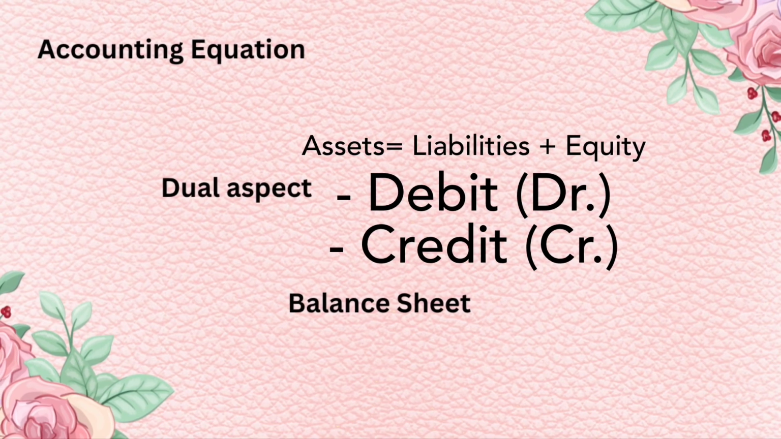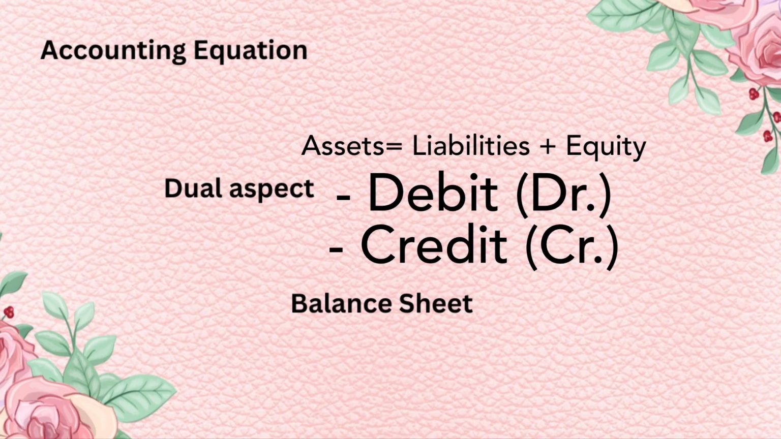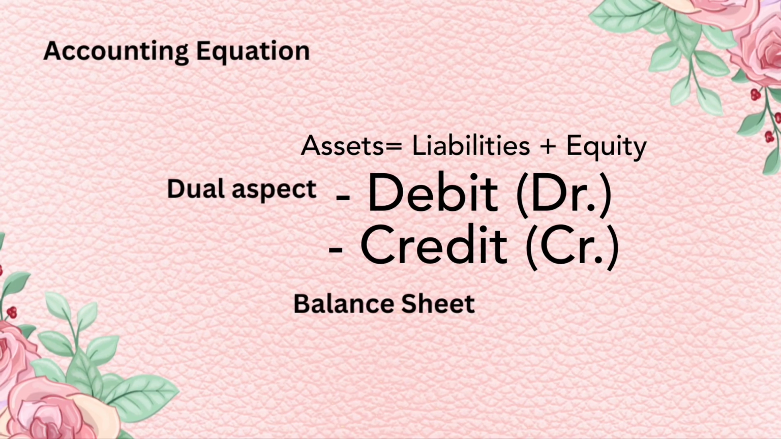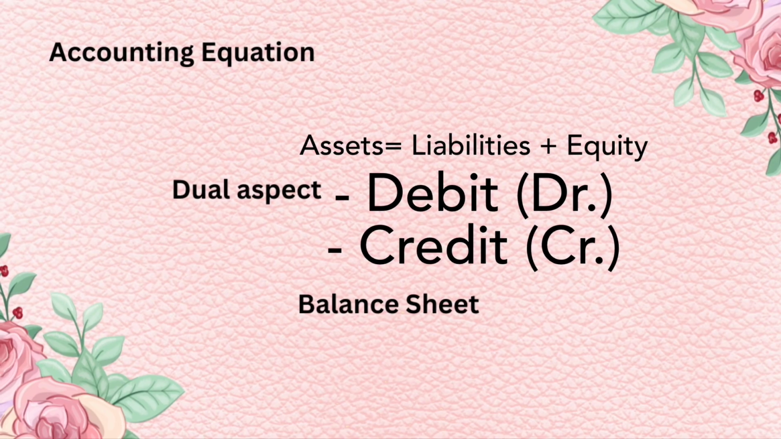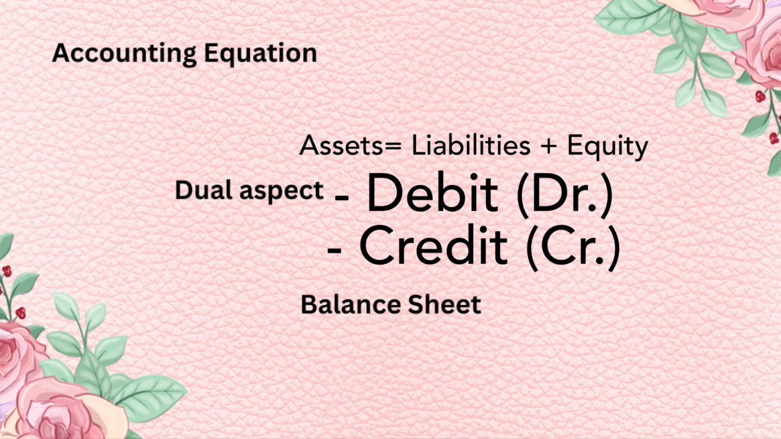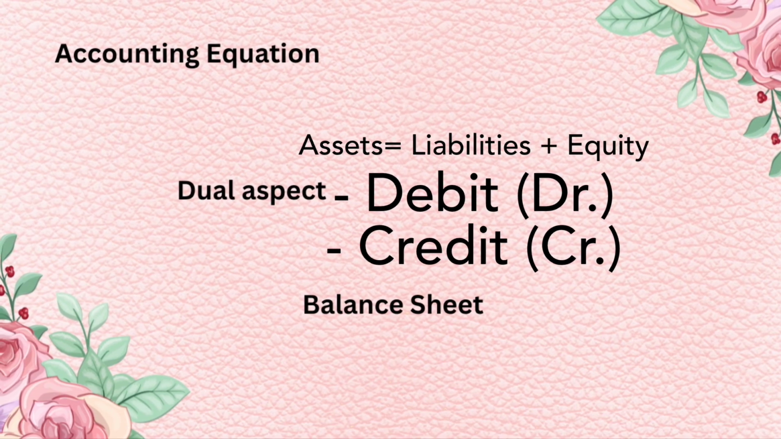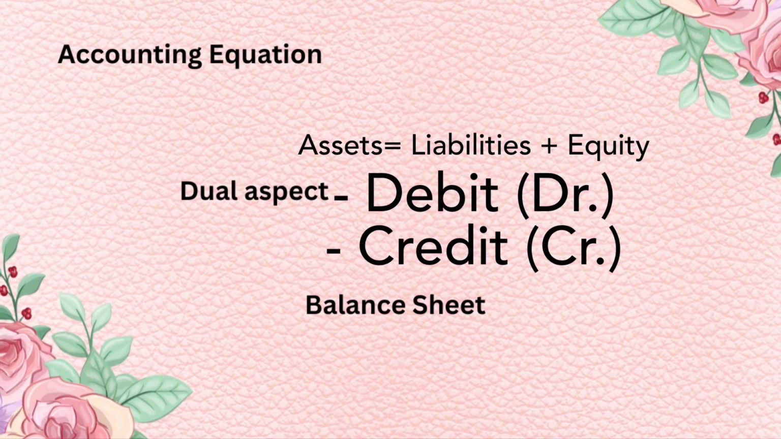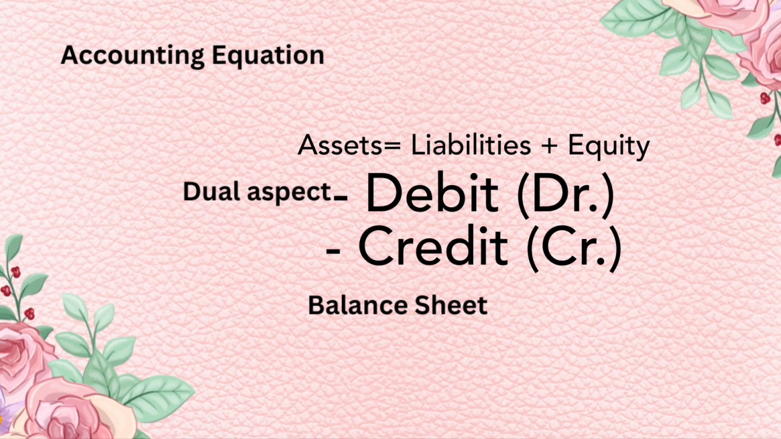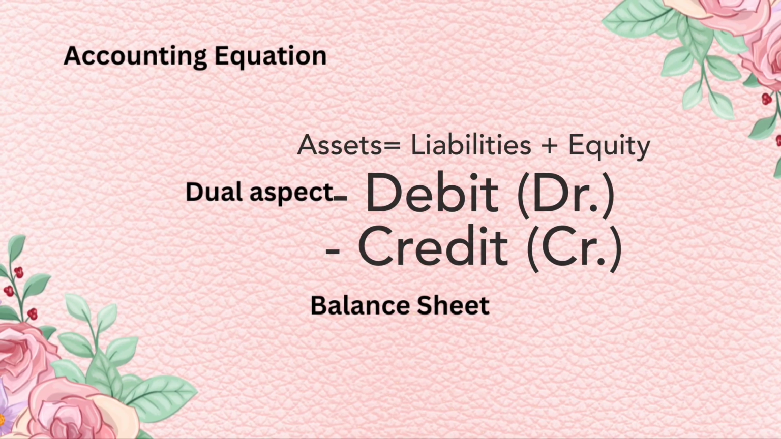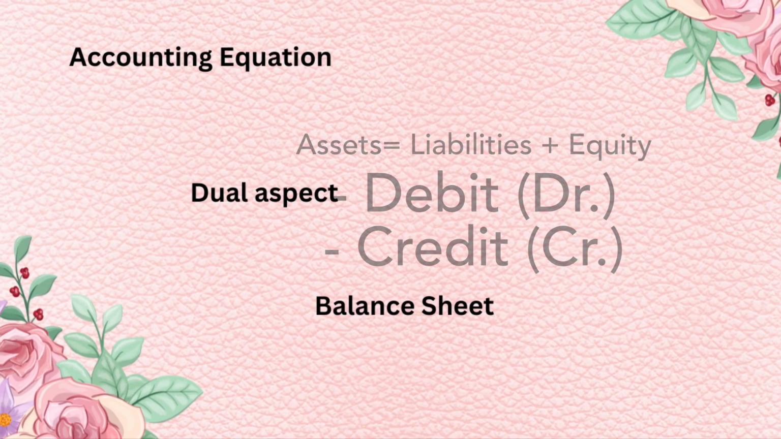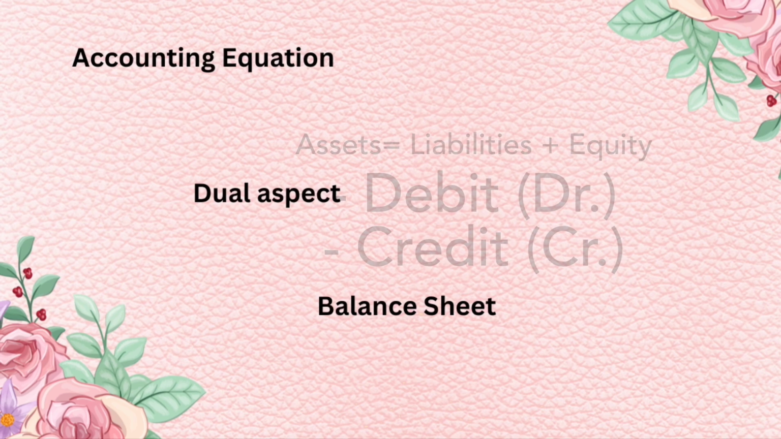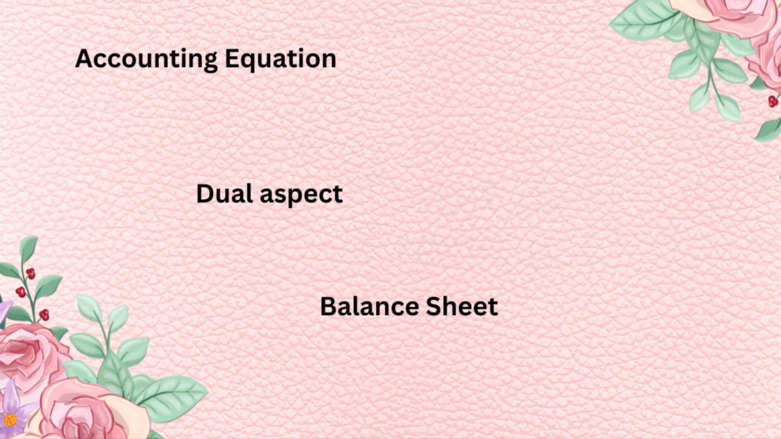Now, next aspect it covers is the dual aspect concept. Now, what is dual aspect concept? Dual aspect concept states that there are two aspects of every transaction, that is debit and credit. Now, debit in simple language, we say that debit is receiving, credit is giving in terms of benefits. But there are separate rules for each term, and these are based on the nature of account.